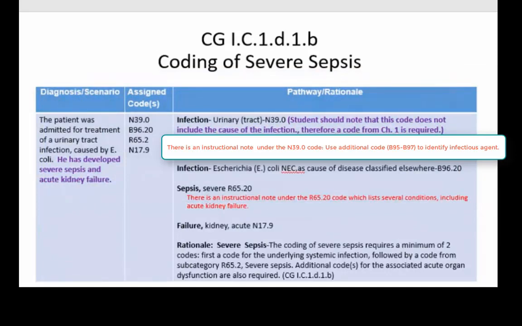The terms sepsis and severe sepsis are different. This particular guideline has to do with the coding of severe sepsis. And you see in the diagnostic statement where the physician states the patient has developed severe sepsis and acute kidney failure, and you're going to code the severe sepsis and the failure of the kidney. And I have the instructional notes that are found in the tabular under each one of those codes. And then here's the guideline that helps us in this case to know how we would code this.